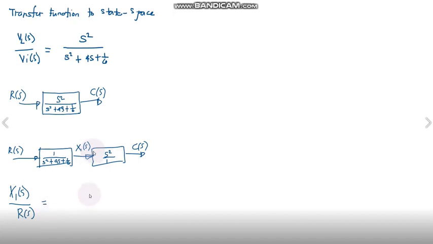And for the second stage will be the numerator of our transfer function, which is s squared. It's understood that the denominator is 1, and this time the input will be X1(s) and the output is C(s). And solving for this first stage, then the transfer function in the first stage will be X1(s) over R(s), and that will be 1 over s squared plus 4s plus 1 over 6. Okay, so we're now going to solve the transfer function for the first stage first.